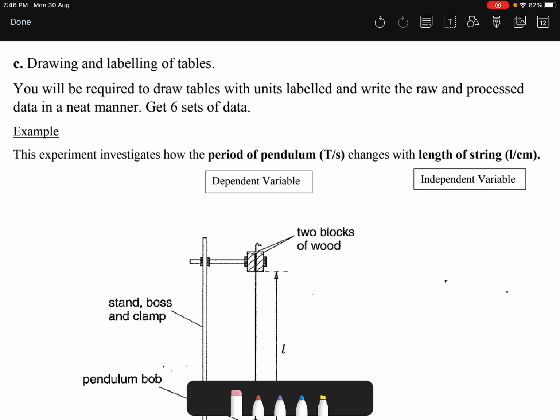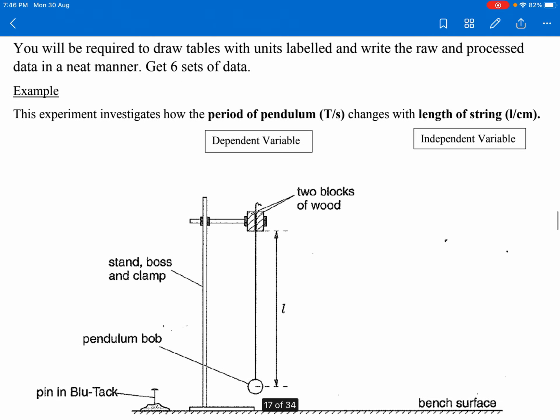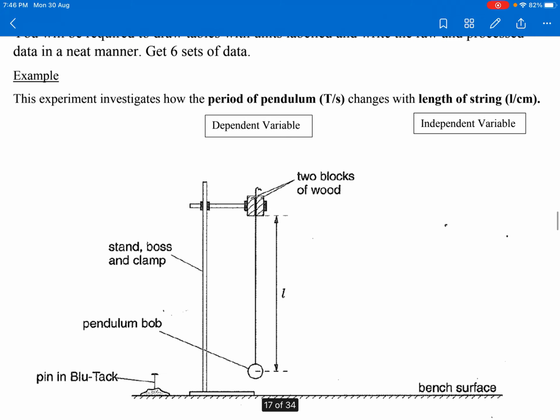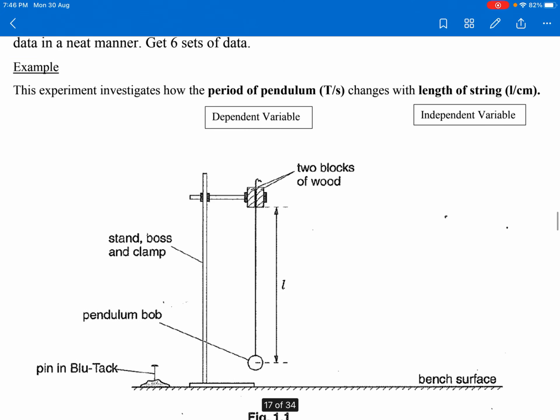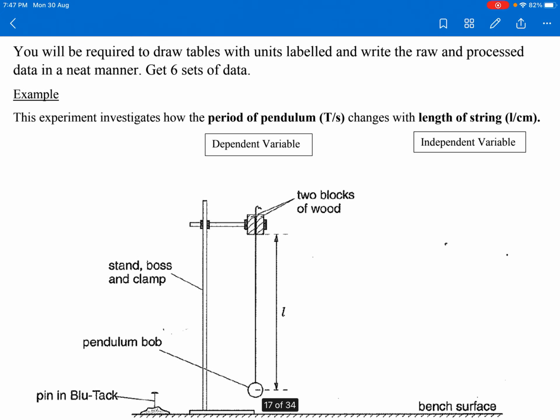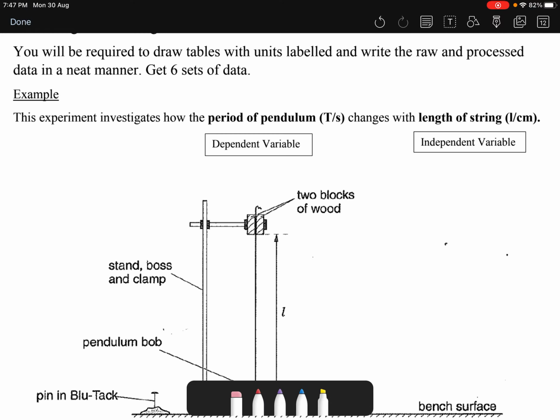If you look at this experiment, it investigates the period of our pendulum. How does it change with the length of string? As I increase the length of string, my period will also change, right? The length of string is called an independent variable because I can just change the length of string. So the period of the pendulum, or the timing of the pendulum oscillation, will depend on the independent variable. That's why it's called a dependent variable.